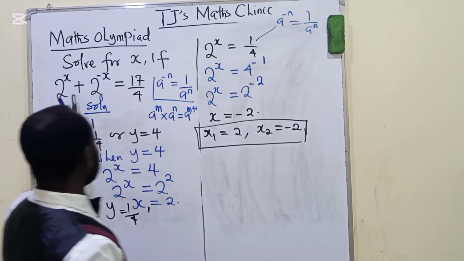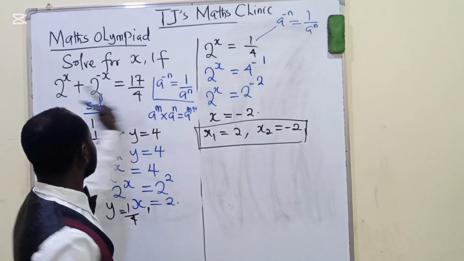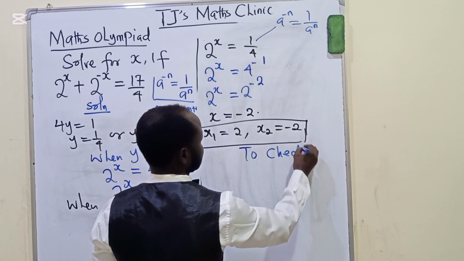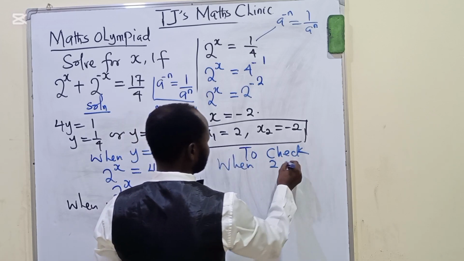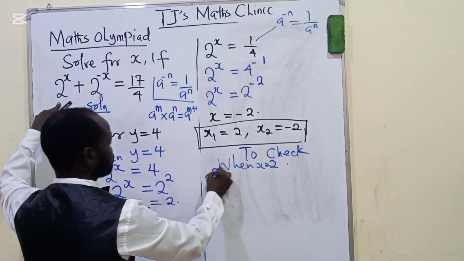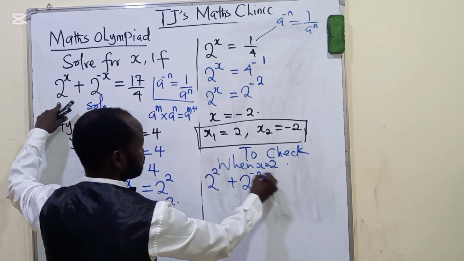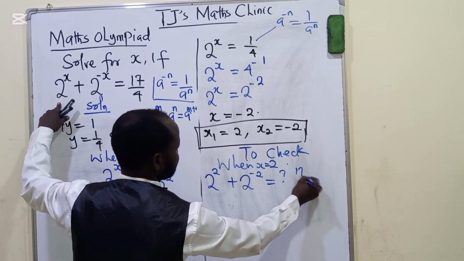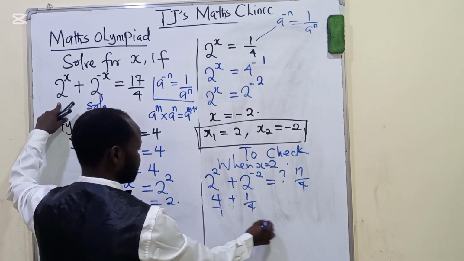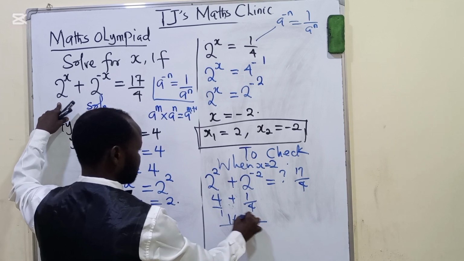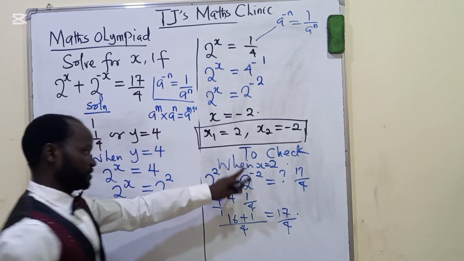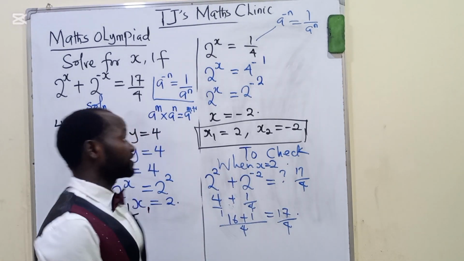We can check this. By the time we plug either x is 2 or minus 2 into this equation, will it satisfy? Let's check. When x is 2, will the left hand side be equal to the right hand side? Let's substitute. That will be 2 power 2 plus 2 power minus 2. Will it be equal to 17 by 4? This is 4 plus this is 1 over 4. Let's find the LCM. 4 times 4 is 16 plus 1 times 1, that is 1. That will be 17 divided by 4. Truly, yes. When x is 2, the left hand side and the right hand side agree.